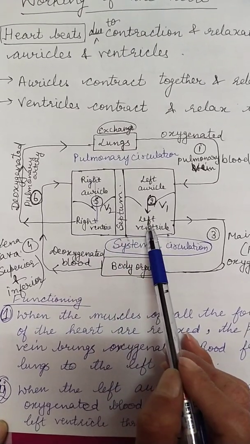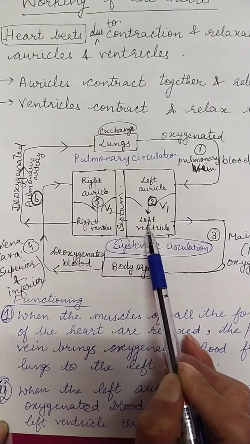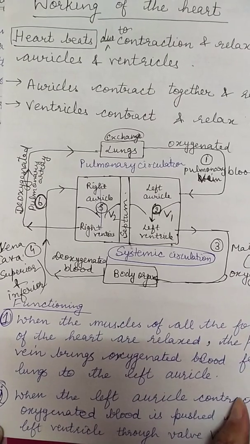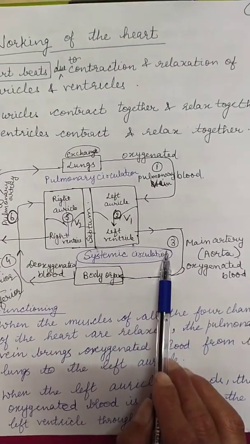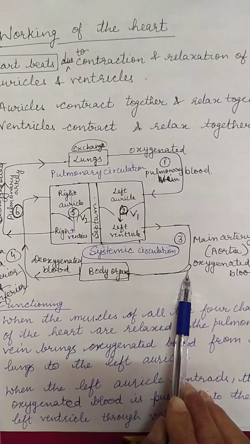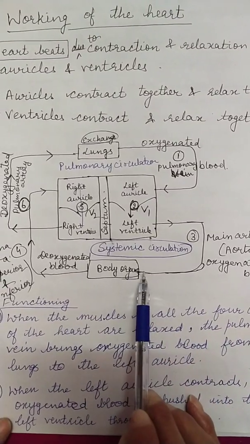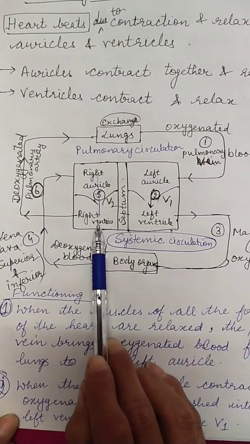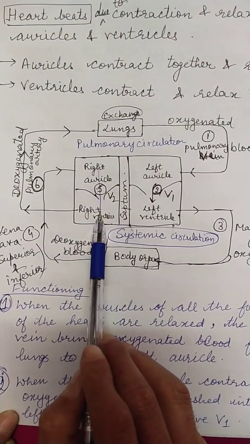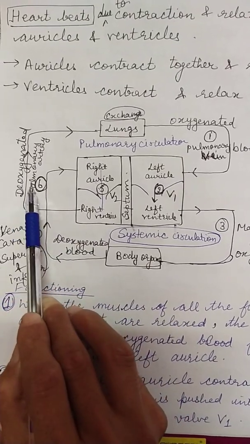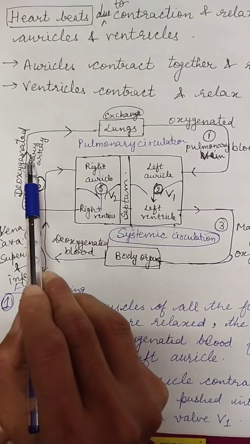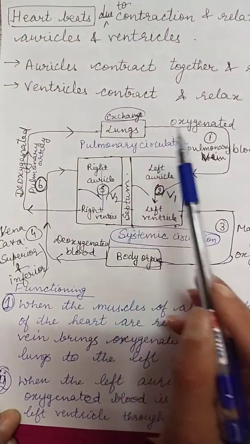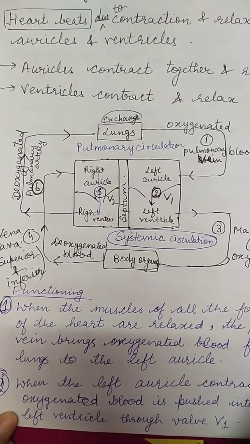So when the ventricles contract, the left ventricle contracts and pushes the oxygenated blood into the main artery, that is the aorta. From the aorta, the blood gets distributed through the arteries and reaches the various body organs. When the right ventricle contracts, it pushes the deoxygenated blood into the pulmonary artery, and from the pulmonary artery it goes into the lungs, where in the alveoli of the lungs exchange of gases takes place.